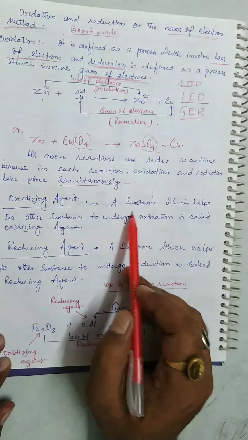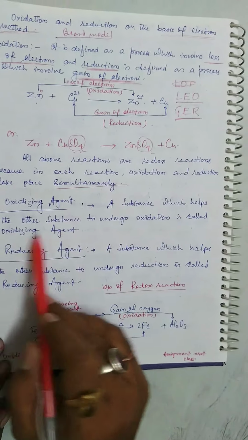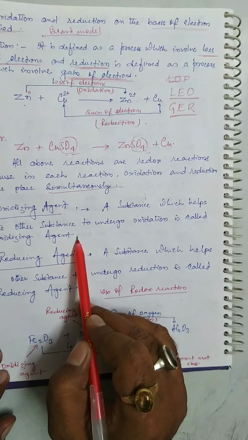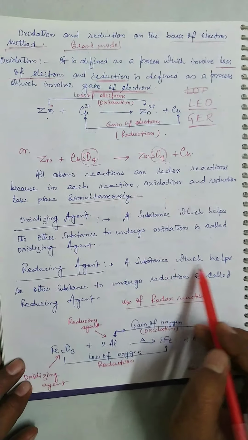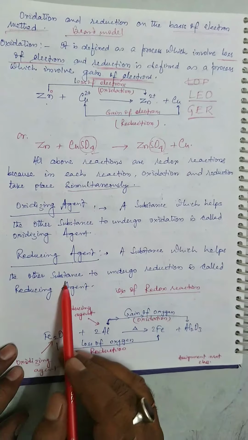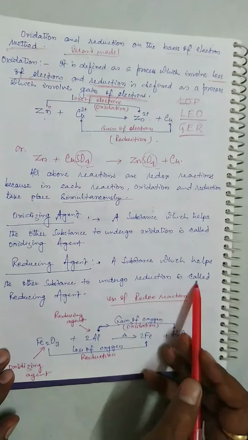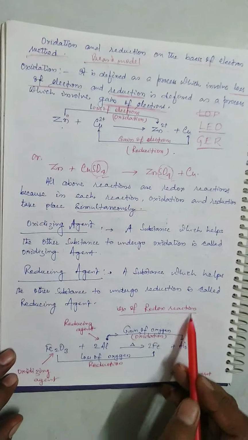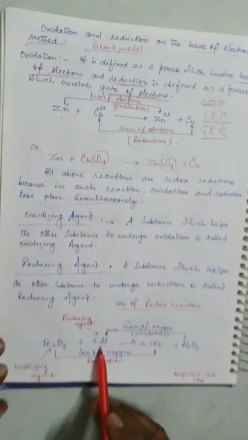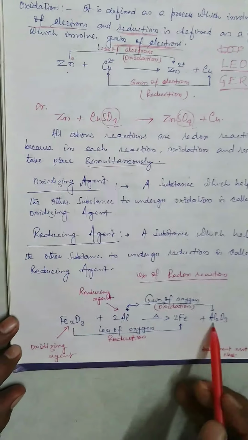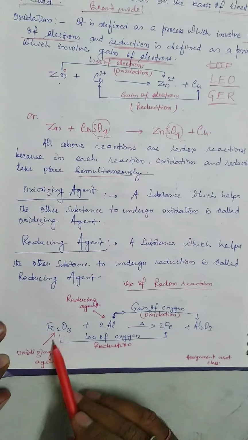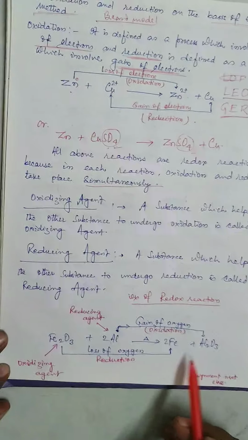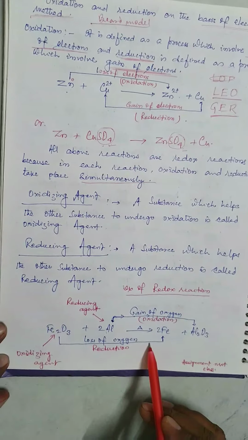Oxidizing agent: a substance which helps the other substance to undergo oxidation is called oxidizing agent. And reducing agent: a substance which helps the other substance to undergo reduction is called reducing agent. The example of redox reaction is Fe2O3 plus 2Al, after heating, gives 2Fe plus Al2O3. Fe2O3 is an oxidizing agent. Aluminium is a reducing agent. It forms the oxidation. It forms the reducing agent.